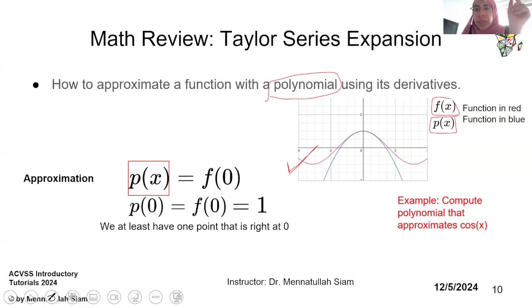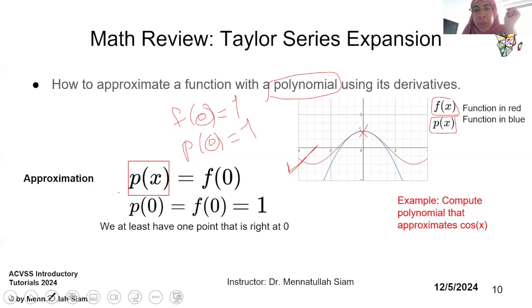So in order to do that, we're going to go through the intuition, building the intuition for Taylor series. You see here, you need at least to make sure that one point is correct. So the red function, if you go to f of 0, this is equal to 1. We can at least ensure that p at 0 is also equal to 1, meaning both are equal at this location, at x equals 0. That's an initial part.